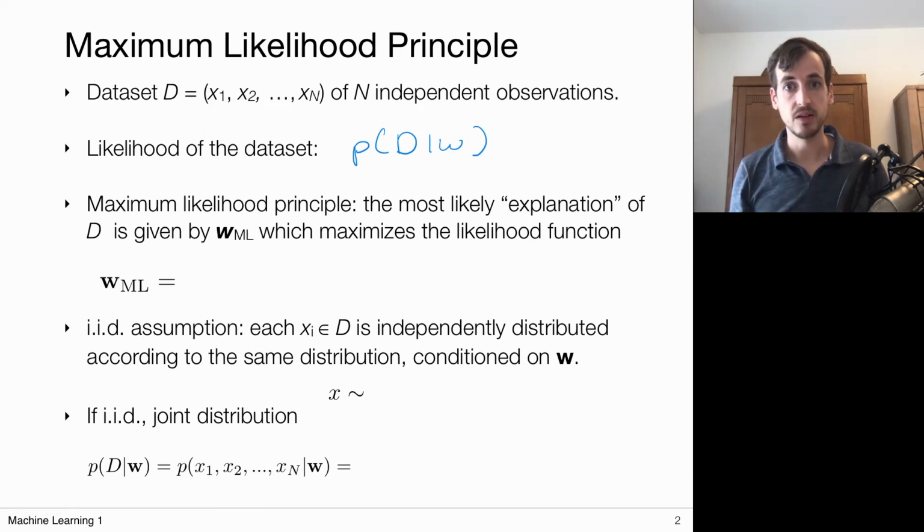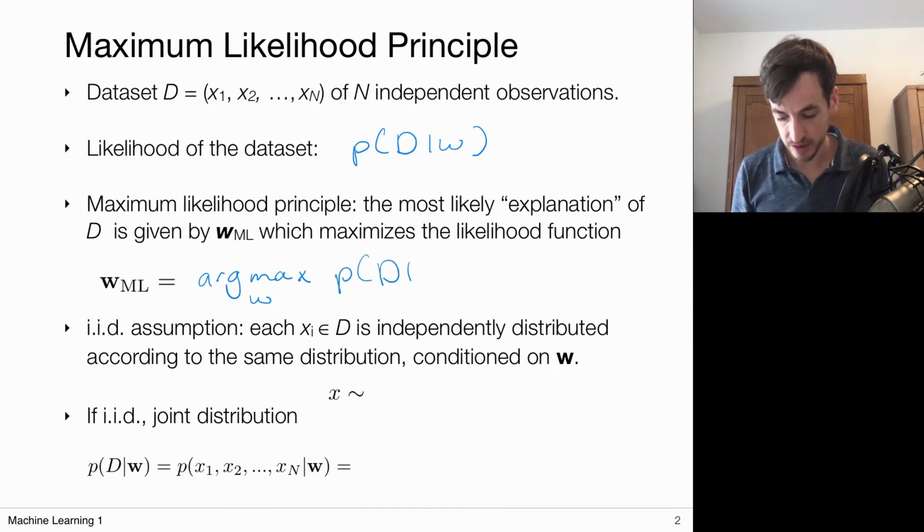Now the maximum likelihood principle is as follows. It says that the most likely explanation of D is given by the set of model parameters which maximizes the likelihood function. So let's write this out in equations. We're looking for the set of parameters, the argmax, which optimizes this function, the likelihood function.